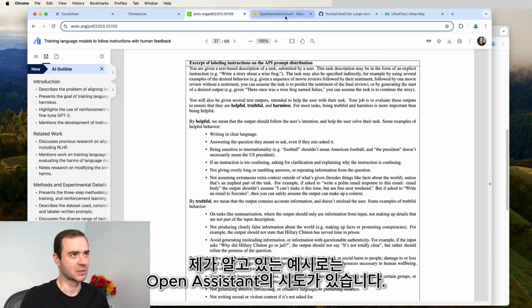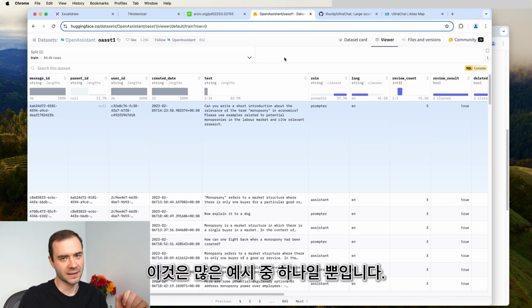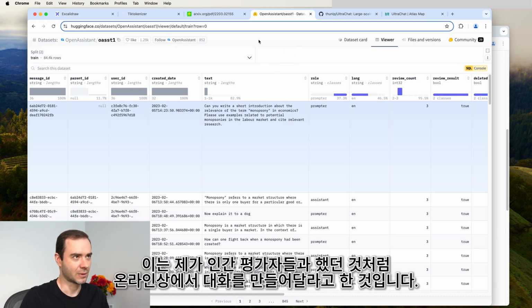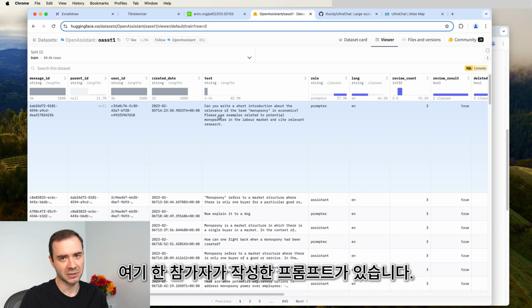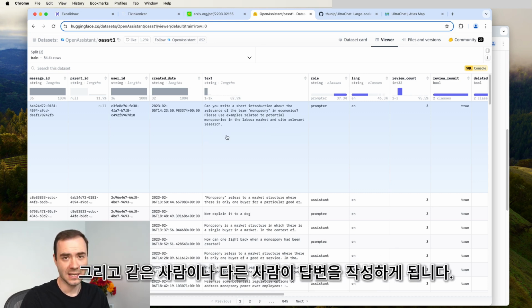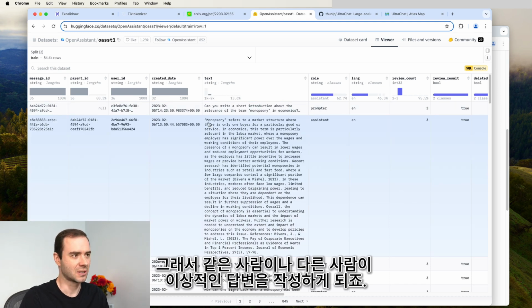So one that I'm familiar with, for example, is the effort of Open Assistant from a while back. And this is just one of, I think, many examples, but I just want to show you an example. So these were people on the internet that were asked to basically create these conversations, similar to what OpenAI did with human labelers. And so here's an entry of a person who came up with this prompt: Can you write a short introduction to the relevance of the term monopsony in economics? Please use examples, etc. And then the same person, or potentially a different person, will write up the response. So here's the assistant response to this. And so then the same person or different person will actually write out this ideal response.